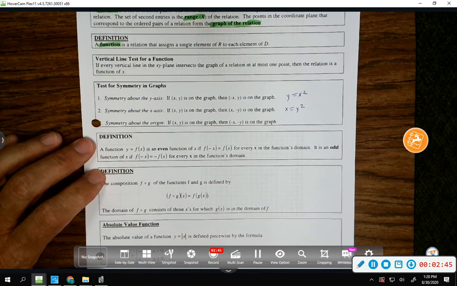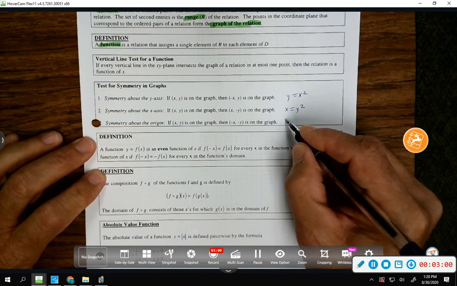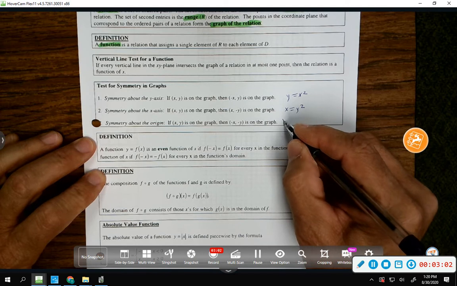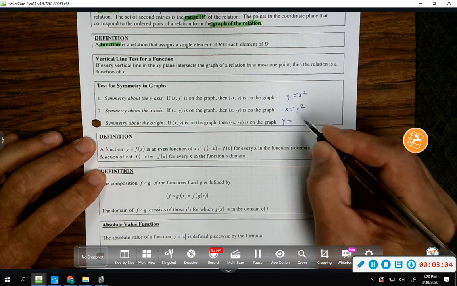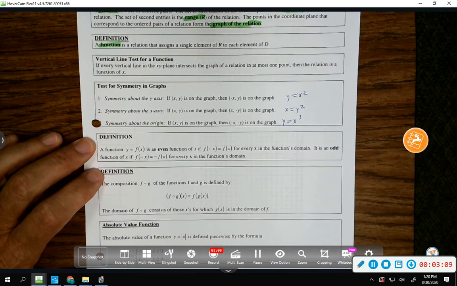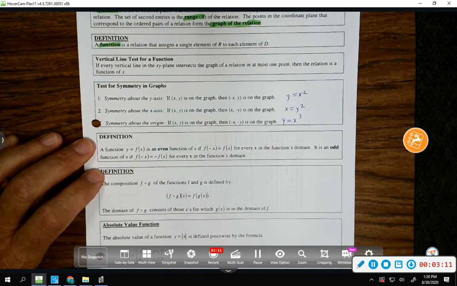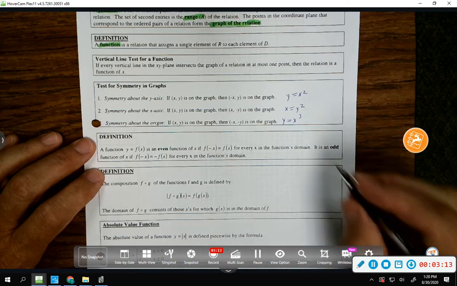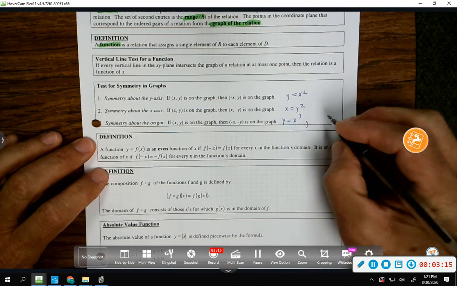And then symmetry about the origin. If you plug negative x in and negative y in, you get the exact same thing back out. Here's a nice example for you. And again, a lot of things that are symmetric about the origin may not be functions either. So I'll give you one that is a function. y equals x cubed. If you plug negative x in, negative x times negative x times negative x, you get negative y back out.